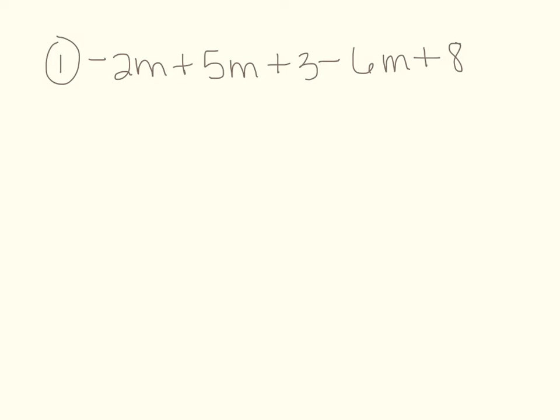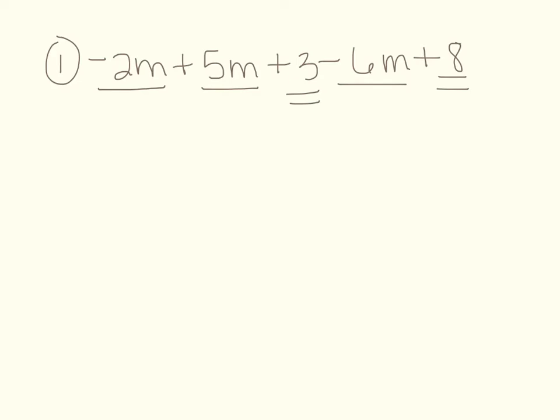So the first thing we need to do is identify what the like terms actually are. In this case, the negative 2 has an m. The 5 has an m, and the negative 6 has an m, making them like terms. Remember, the definition of like terms is terms that have the exact same variables. The positive 3 and the positive 8, they're like terms. They don't have m's, they don't have variables, so they're like terms for that reason.